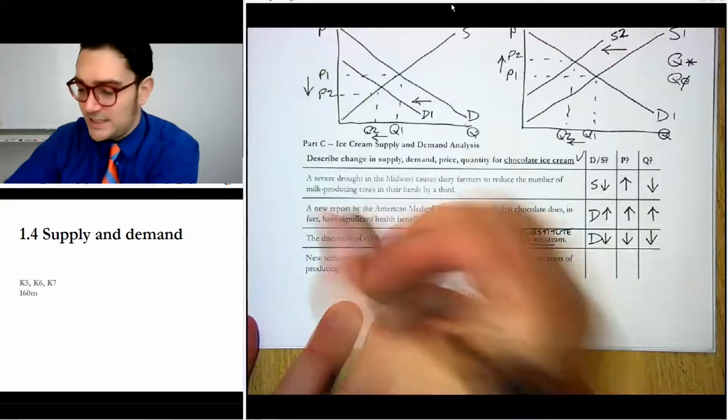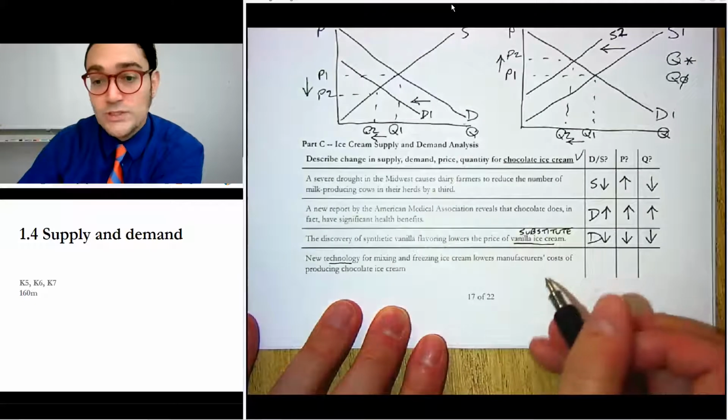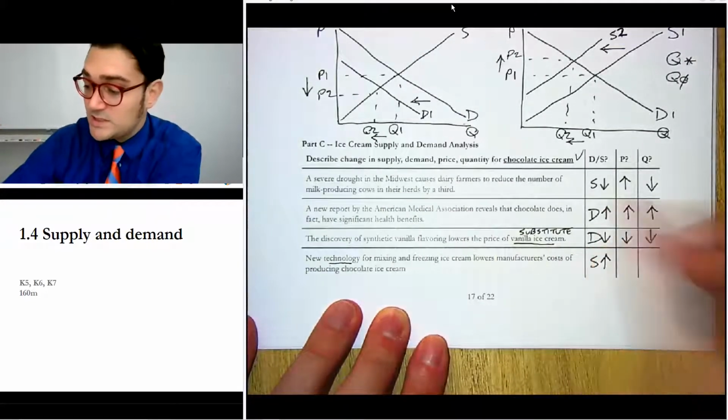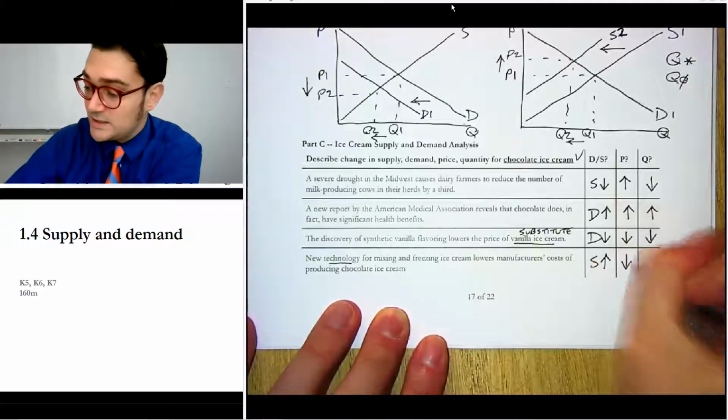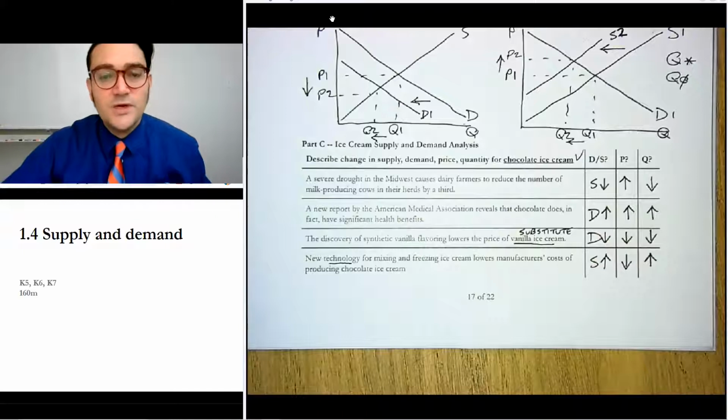Last one, new technology. So the technology, again, that's a production, right? That's thinking about the suppliers, lowers costs of producing. So that's going to be supply, and it's going to increase supply, which would lower the price and increase the quantity. So hopefully this helps you with some of the practice with supply and demand.